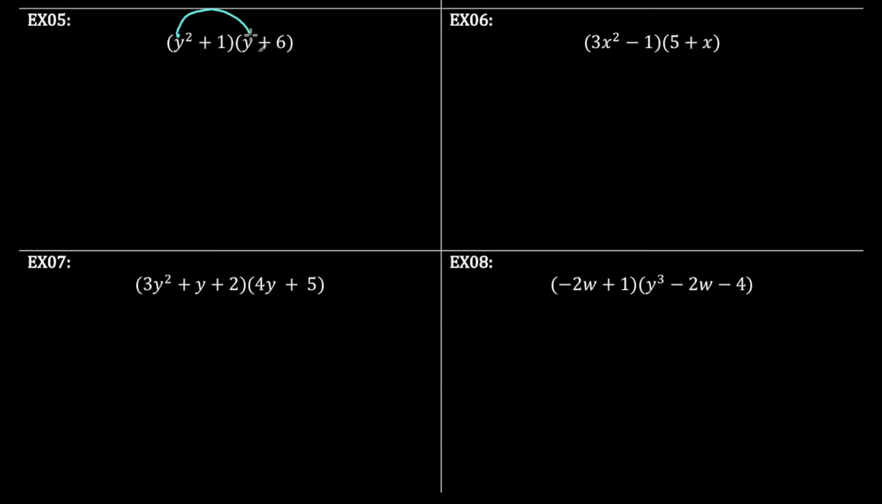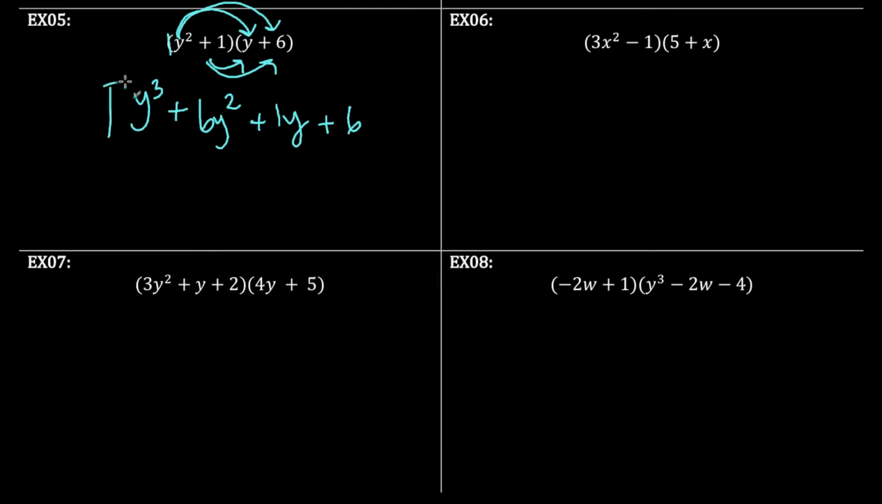So y squared, a positive times a positive is a positive. Y squared times y is y to the third. A positive times a positive is a positive. Y squared times 6 is 6y squared. If you need the 1, you can write a 1. A positive times a positive is a positive. 1 times y is 1y. A positive times another positive is a positive 6. Now, if we look at this, it's to the third power, to the second power, just regular y, and the constant. These are already in order, and we can't put any of them together.